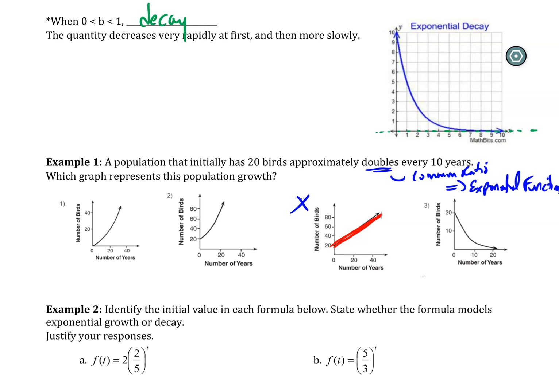From there, now I'm going to look at the other ones and look at their characteristics. We know that it has an initial count of 20, so we're starting off at 20, which in this first example is starting off at 0, so that one's out. And then 2 and 3 are both starting at 20, but one's increasing, one's decreasing. If I'm doubling every 10 years, that means that I am growing. So therefore, this one cannot be the correct answer. It would not be a decay, it would be a growth, and therefore option 2 is the correct answer that best represents this situation.